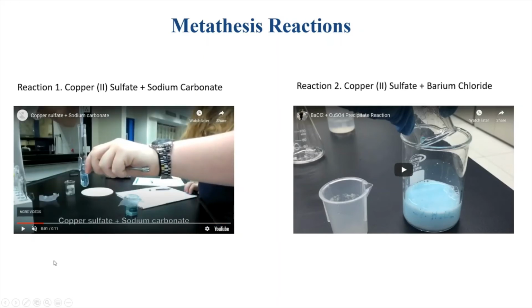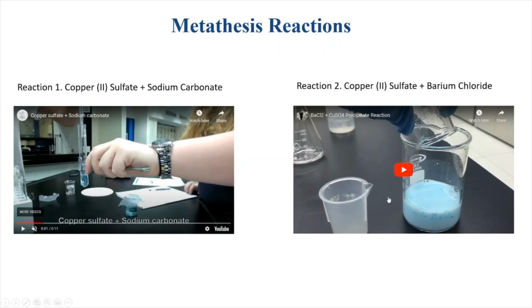And when we do the centrifuging, that's going to allow us to see what color the solid is and what color the supernatant is. So in this case, when we centrifuge this product, we are going to see a blue colored solid at the bottom, and a transparent or colorless supernatant.